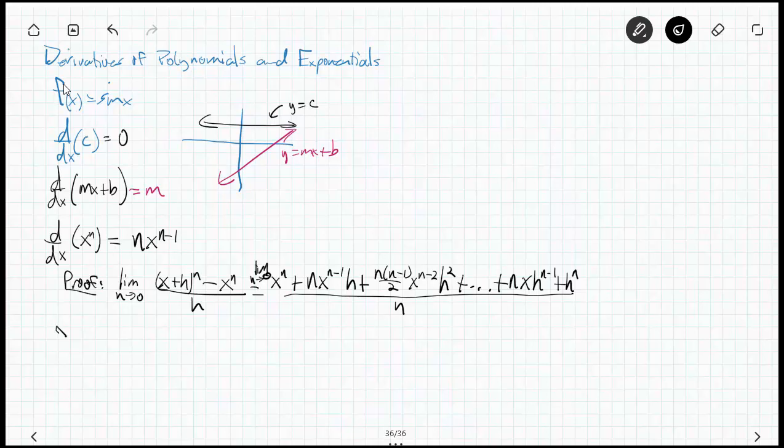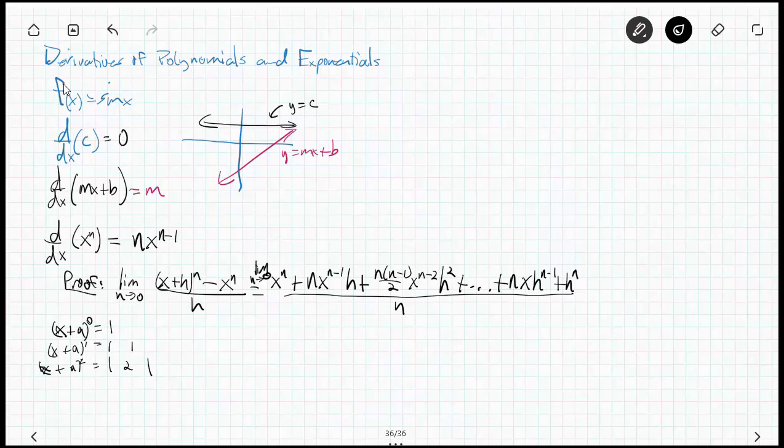If I want to do x plus a raised to the 0, I get a 1. If I do x plus a to the first, now what I'm going to do here is just the coefficients. I get a 1 and a 1. If I do x plus a squared, I get a 1, 2, 1.